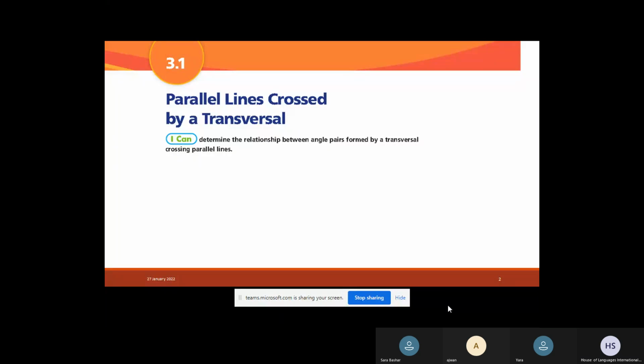Welcome to module 3, lesson 1. Our lesson today is about parallel lines crossed by a transversal. So we're going to talk about parallel lines, and about a line that intersects them. We call it a transversal line.